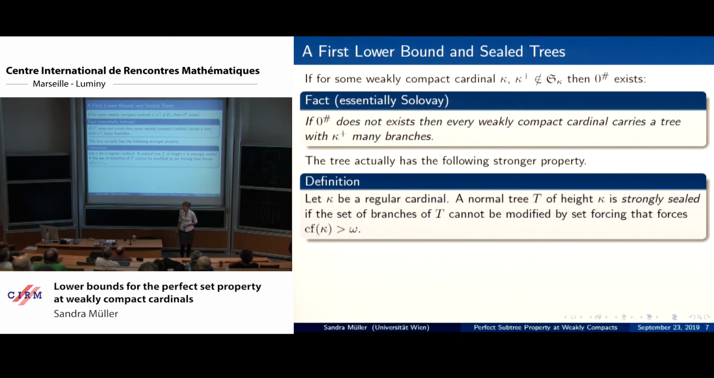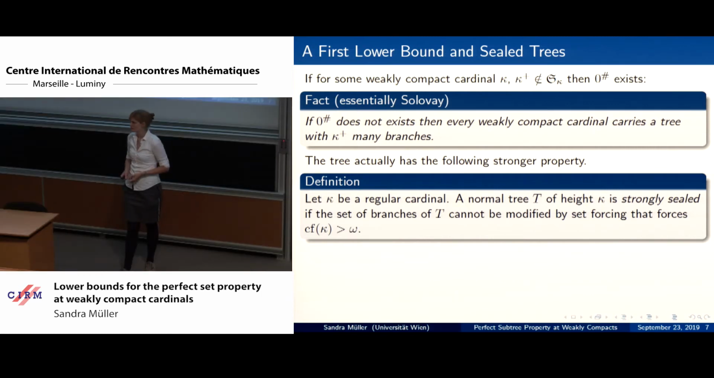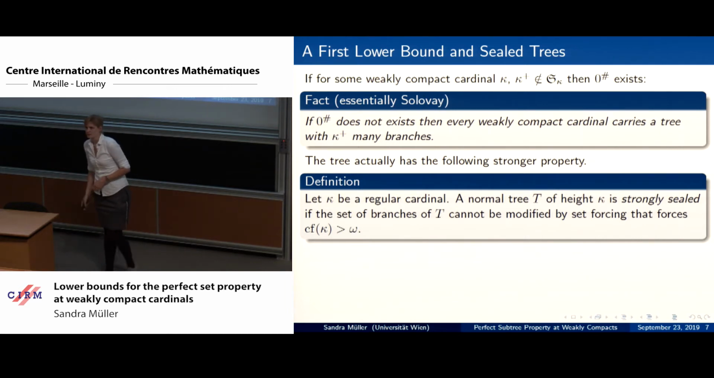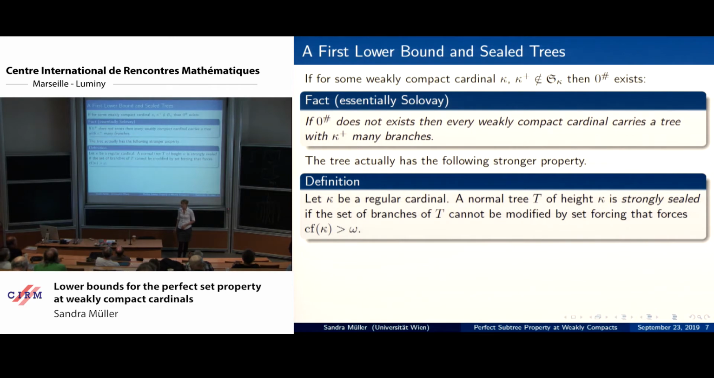We start with a regular cardinal kappa, and I say a normal tree on kappa is strongly sealed if whenever we take a forcing extension of V, the set of branches does not change, as long as the forcing preserves that kappa has uncountable cofinality. So this is, in terms of forcing, the strongest thing that makes sense to state. And now we can ask whether we can actually get such a tree.